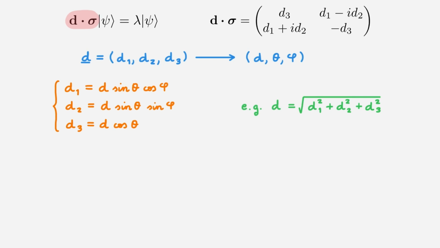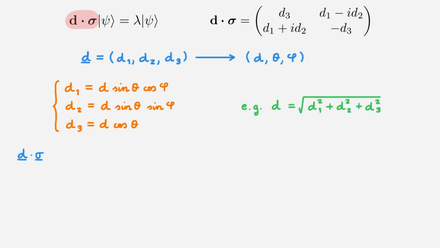Now, at this point, the change of coordinates may appear a little bit arbitrary, and I get it. But I'm afraid that for now, you'll just have to trust me that it will eventually prove helpful, and we will be able to justify this better a bit later on in the video. So moving on, with these new variables, we can rewrite our operator d dot sigma.